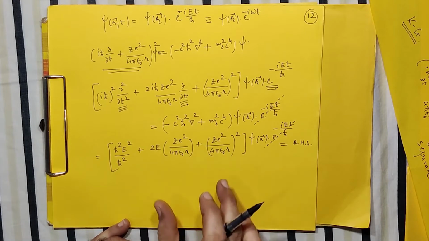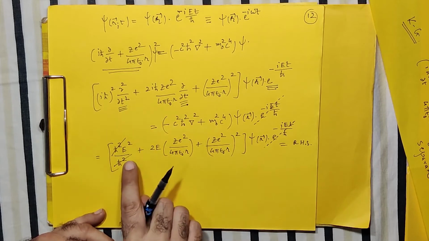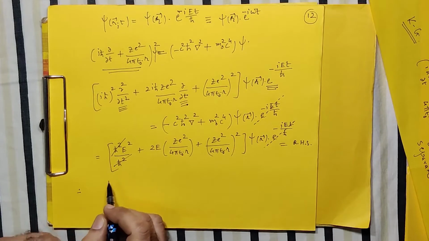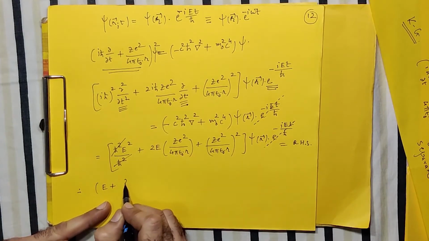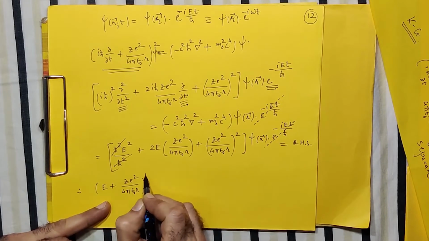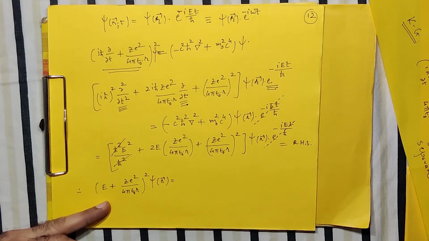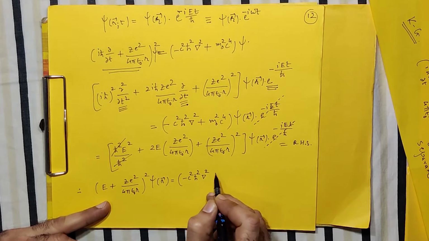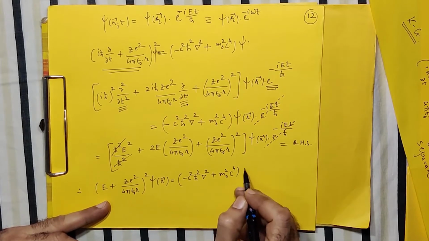And what you are left with is only this part, and you know that this is something like a plus b whole square type of thing. So in short, we'll have E plus the square of this part, which will be Z square by 4 pi epsilon r, whole square, psi as a function of r only, and on the right side we have minus c square h cut square nabla square plus m0 square c raised to 4, and psi of r.